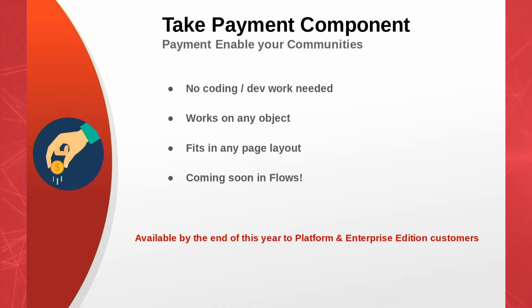So, this problem was frustrating enough for our customers, so we focused on making this as straightforward as possible. It's Chargent payment functionality with any of our long list of gateway integrations. It's configured in minutes. If you can use a keyboard and mouse, you can configure this. There's no coding involved. And it'll work in any object in your community. It fits just about any page layout, as I mentioned. And it's coming soon in flows. A version coming very soon will include flow functionality. This is available by the end of this year for Platform and Enterprise Edition customers.